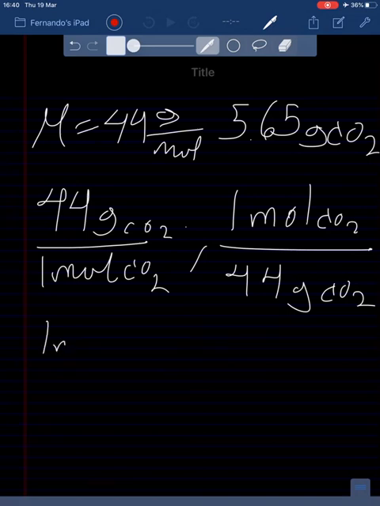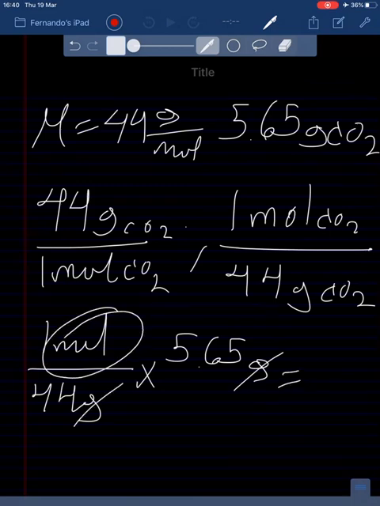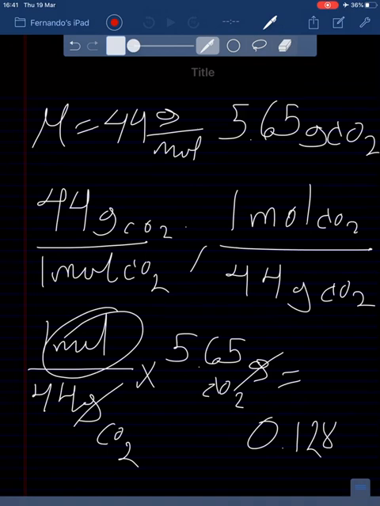So let's play a little bit with the dimensional analysis. If I have 1 mole of CO2 contained in 44 grams, and I multiply this by 5.65 grams, the dimensional analysis is going to give me the number of moles. The number of moles of what? Of CO2. Very well. So when we perform the math, what we get is 0.1283 moles. Of whom? Of CO2.